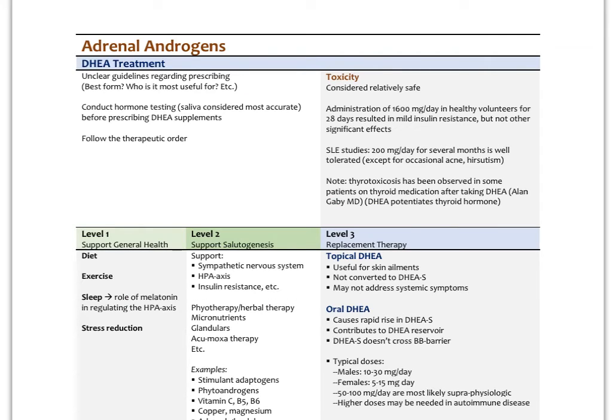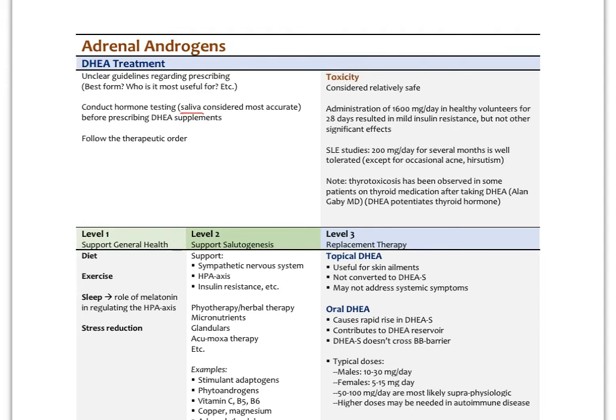One final area would be using DHEA as treatment. There's really unclear guidelines regarding this. What's the best form, the 7-keto or the regular DHEA? Who's it most useful for? It is important if you're going to think about supplementing to always consider hormone testing. We usually think of salivary testing as most accurate for the DHEA levels before you give DHEA supplements.